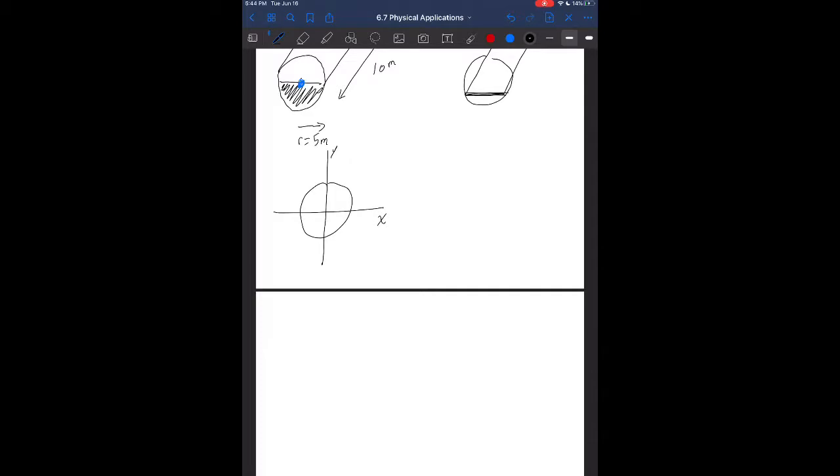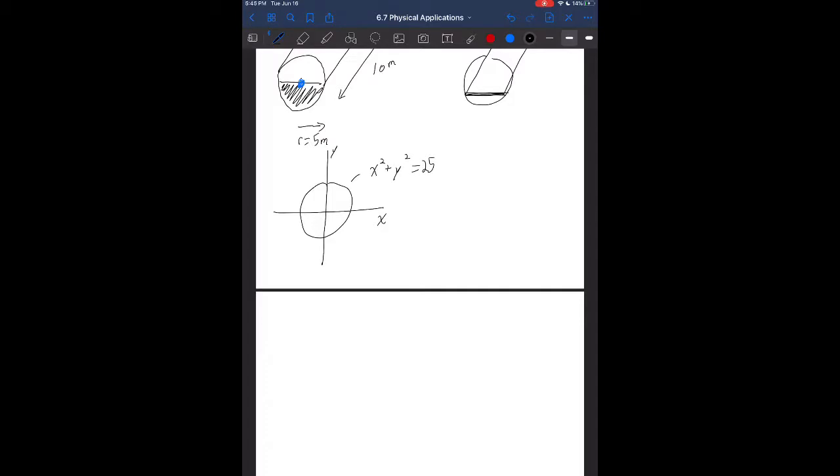Now, the reason we're doing this is that our values are given by really, really nice functions, right? We know what the function for a circle is. So in particular, this is given by x squared plus y squared equals 25, right? R squared is 25. That's what this curve is in our coordinate system.